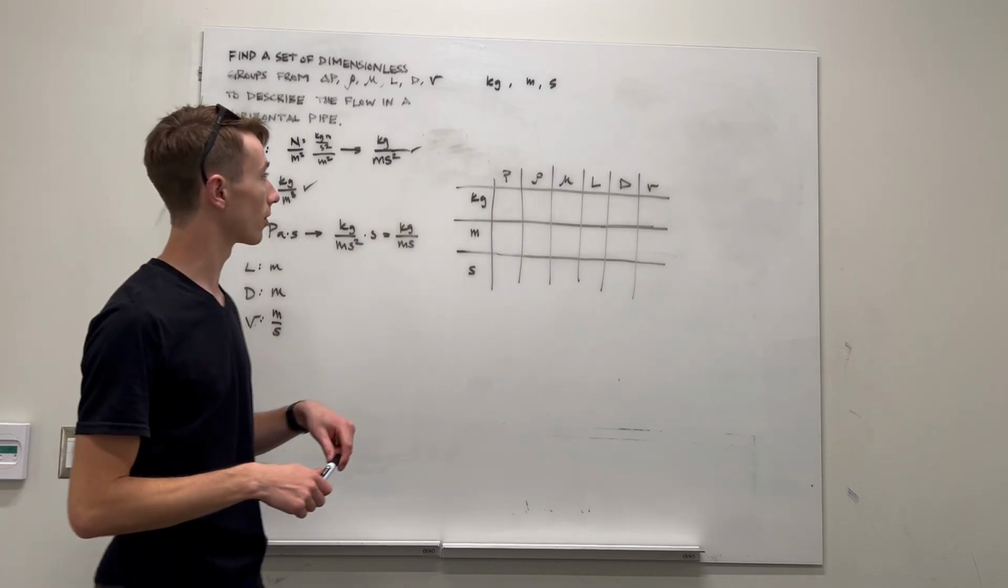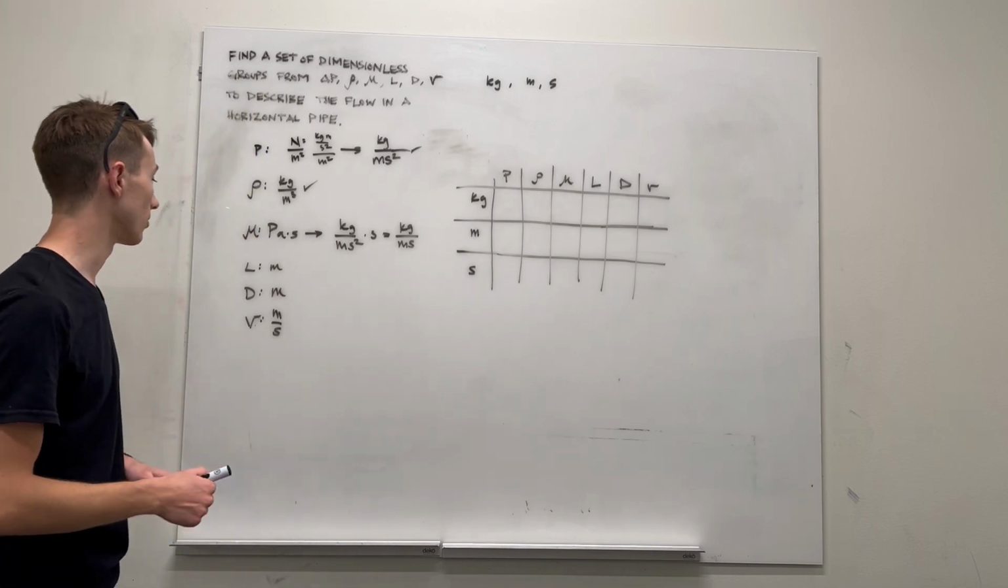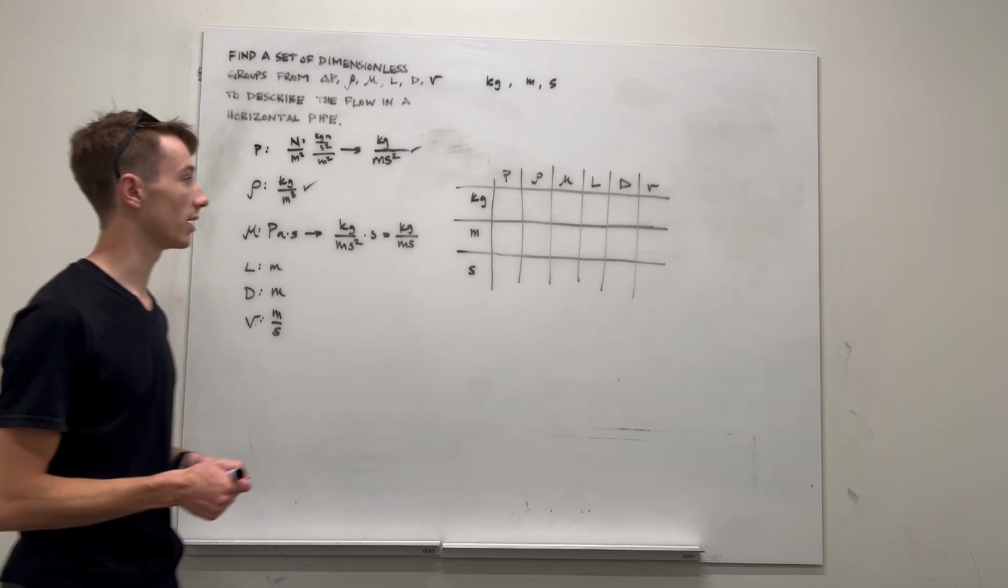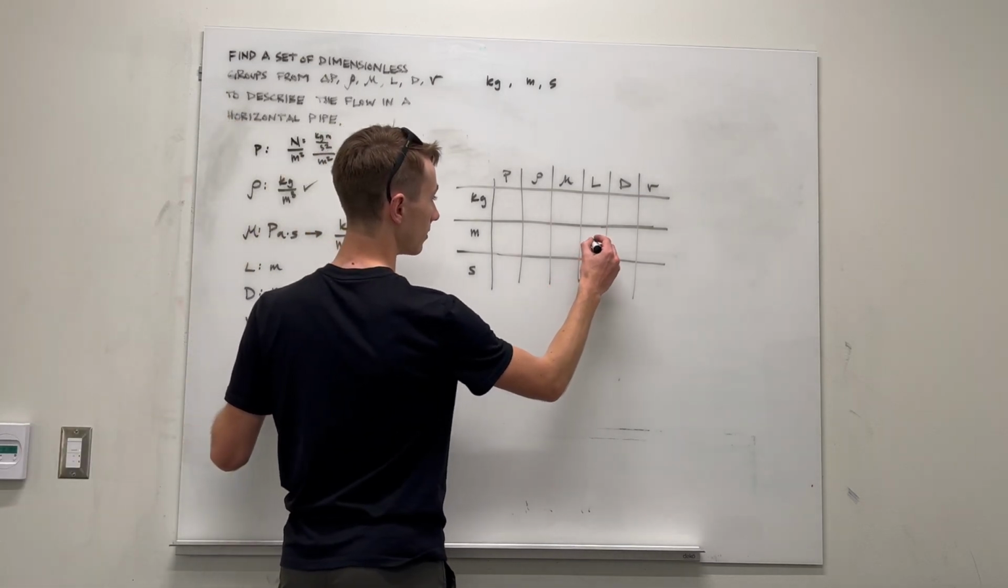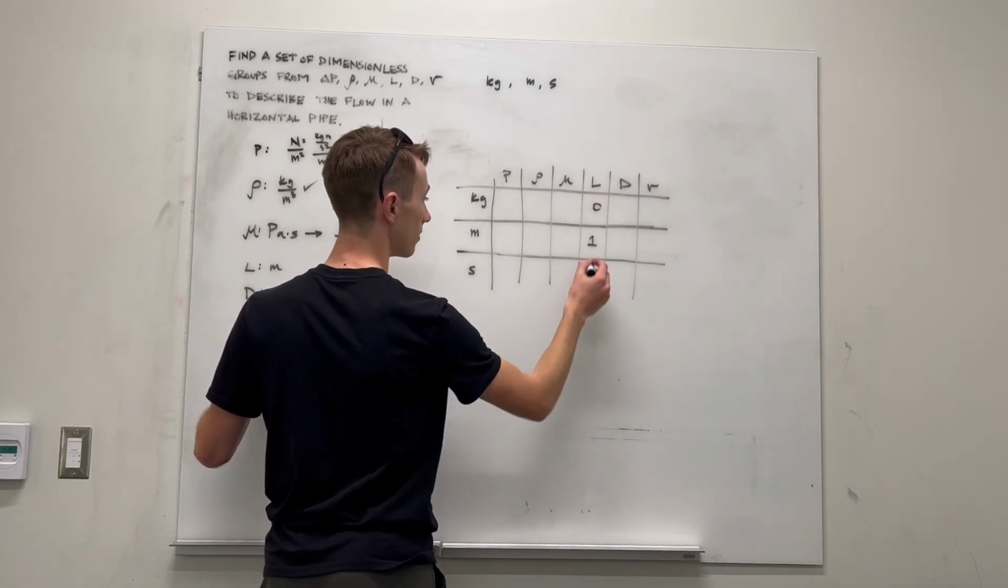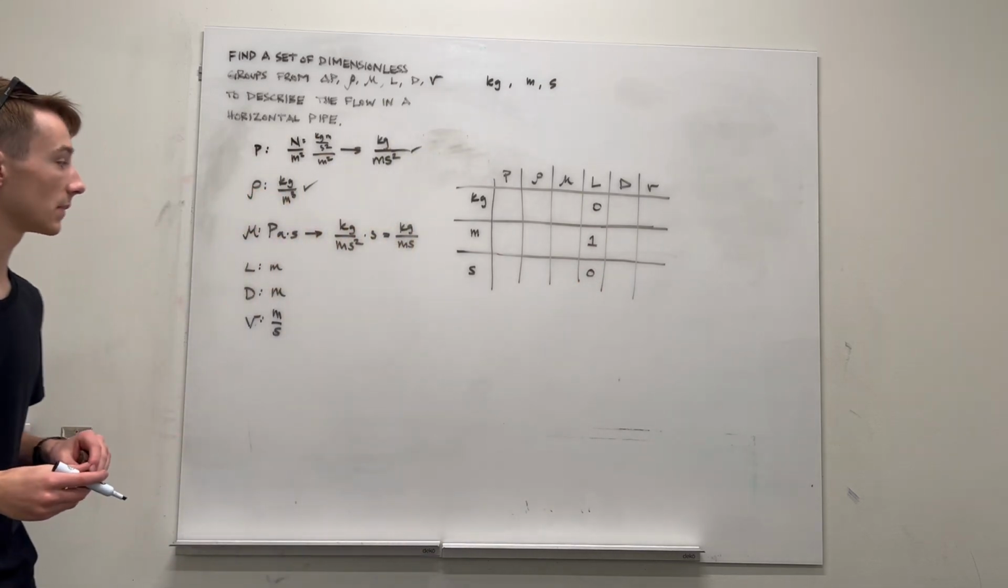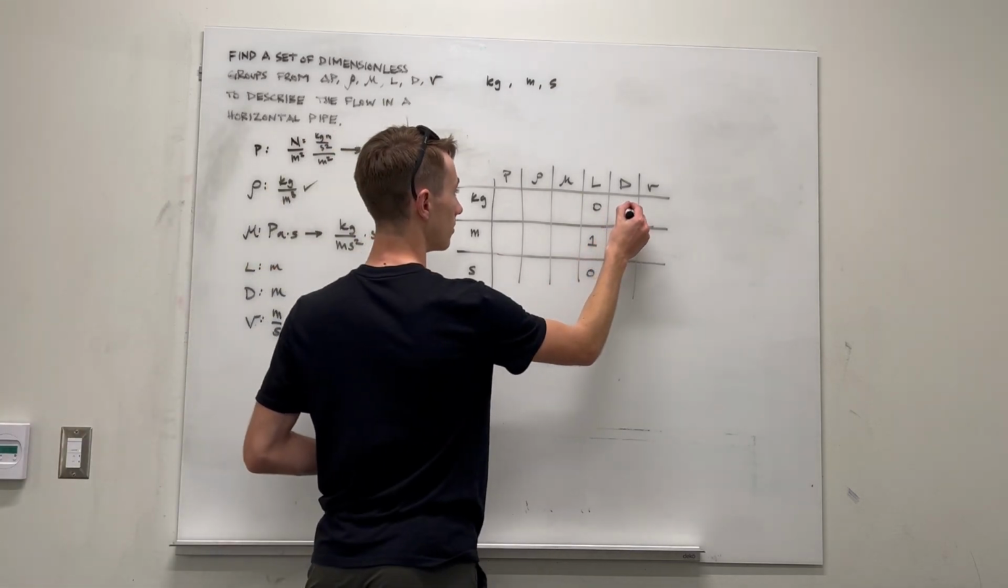So for example, let's do an easy one first. Length. Length is in meters. So meters has a power of 1 in length and no mass and no time. The same would be for diameter.